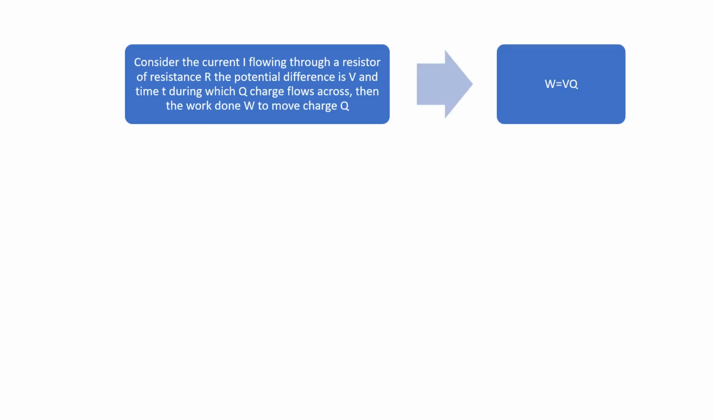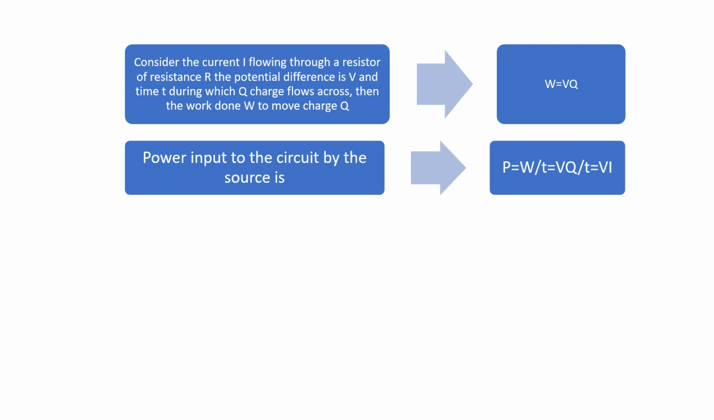Consider the current I flowing through a resistor with resistance R and potential difference V. Then the work done to move a charge Q from one point to another in time t is equal to V into Q. Power input to the circuit by the source is work done divided by t. Work done we already know is V into Q. So we get the equation V into Q divided by t. From this equation, Q divided by t, the rate of flow of electric charge, is called electric current. We can substitute Q divided by t as I. So we get P is equal to V into I.